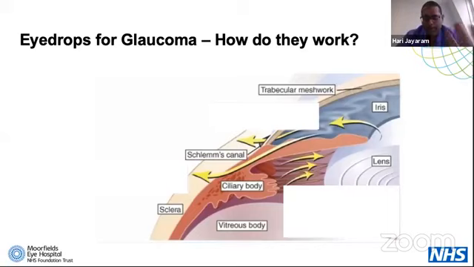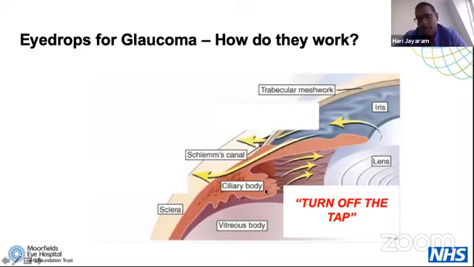Now, I think the broad principle for eye drops, which all patients should be aware of, is they work in 2 ways. The first way is they will turn off the tap. So some of the drops you use, for example, a commonly used drop called Cosopt or Tiapex or Timolol, these ones reduce the amount of fluid that the eye produces. So therefore the pressure comes down.